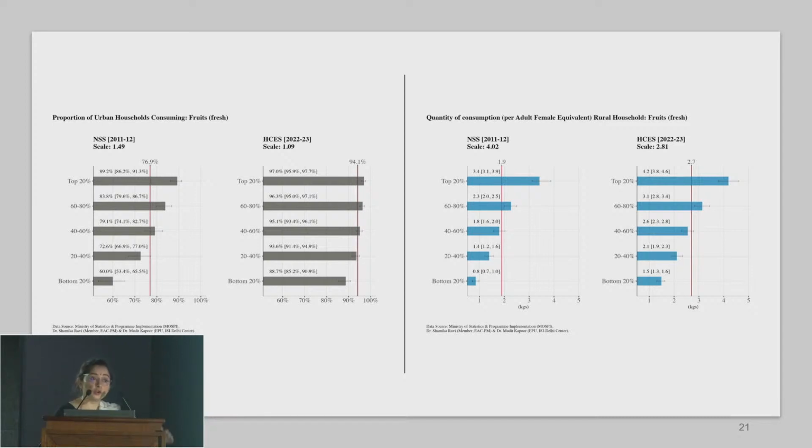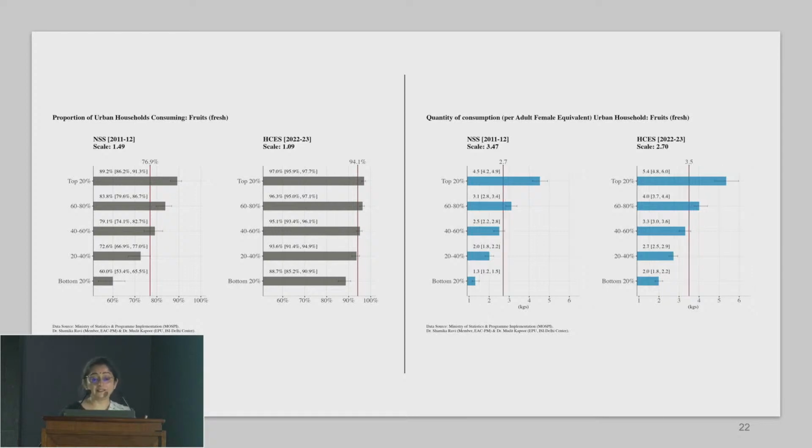If you look at it across quintile groups, you see 10 years back, in the poorest 20%, 60% of households used to consume some form of fresh fruits every month. Today, that number is close to 90%. So you're seeing there is a massive increase, and it's happening across the quintile groups. What about how much is being consumed? 10 years back, 1.9 kilogram per month per capita was being consumed. Today, that number is up to 2.7 kilogram per capita. So there is a big shift. And some of the biggest shifts have happened in the bottom quintile. 0.8 kilogram has increased to 1.5.